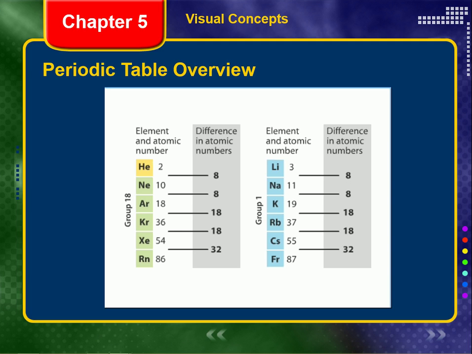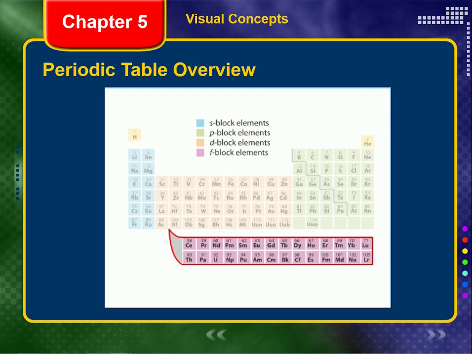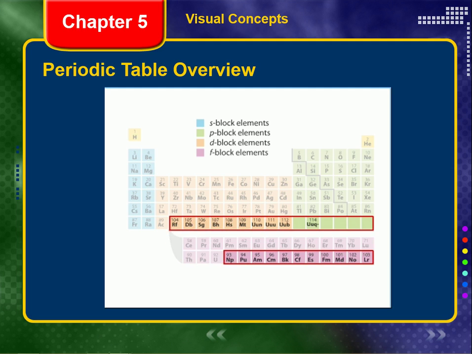Note that there is a special block of elements below the main table known as the lanthanide and actinide series of elements. They are grouped together and placed below the main body of the table to keep it from becoming too wide. Elements with atomic numbers greater than 92 do not occur naturally, but can be produced in laboratories. Most are not very stable and decay rapidly.